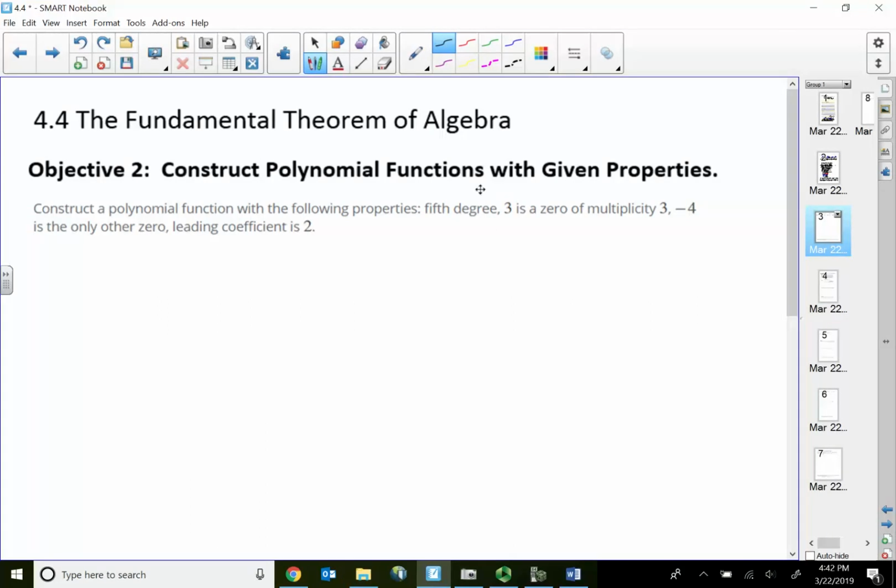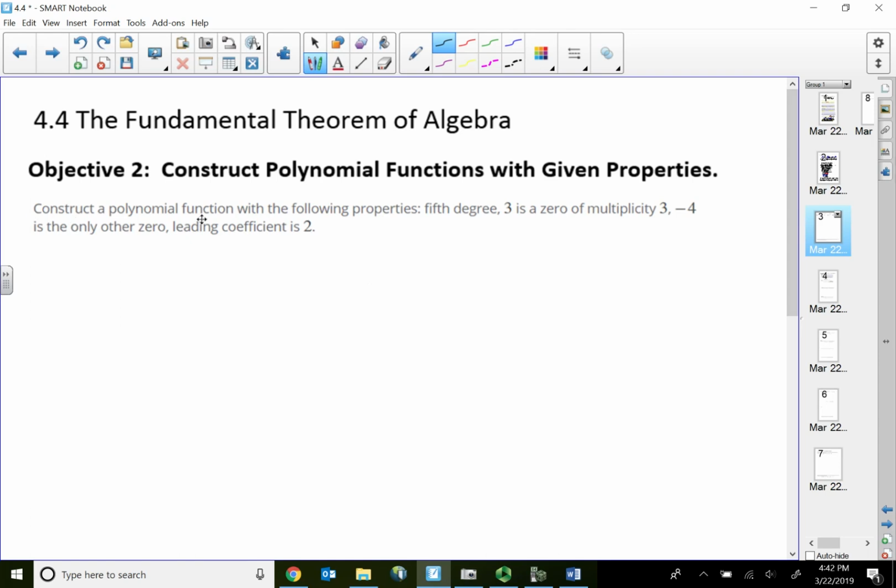In this lecture video 4.4, let's take a look at constructing polynomial functions with given properties. These problems are a little bit of work, so let's just grind this thing out real quick.